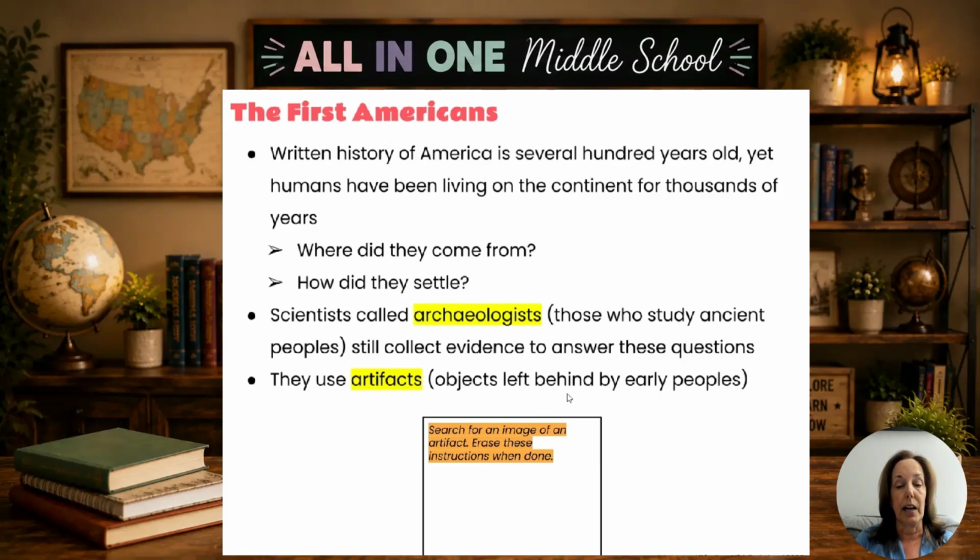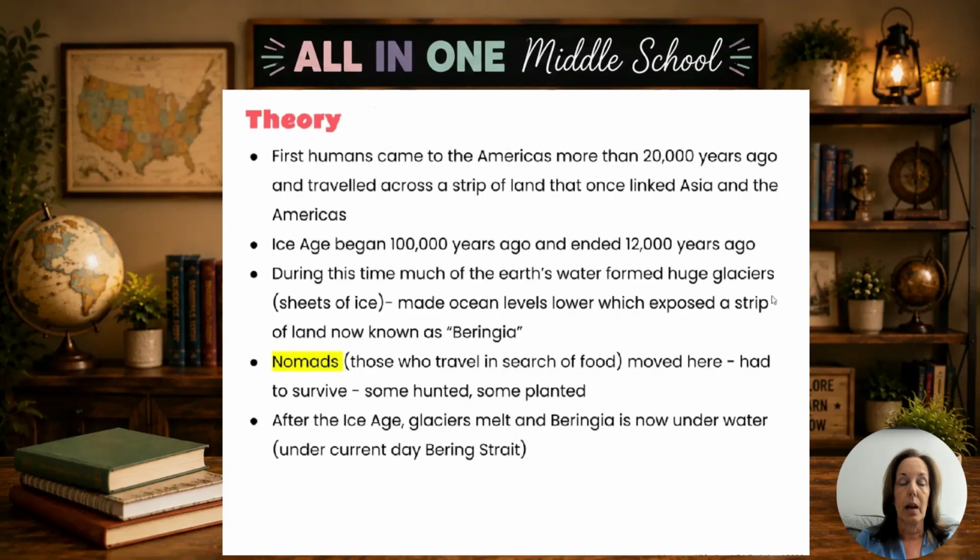If you have the slideshow, I do have places for you to add images, and I'll give you directions for those. If you don't have the slideshow, it's no problem. You can skip it, or you can still do that and put it into a notebook. Here's the theory. First humans came to the Americas more than 20,000 years ago and traveled across a strip of land that once linked Asia and the Americas.